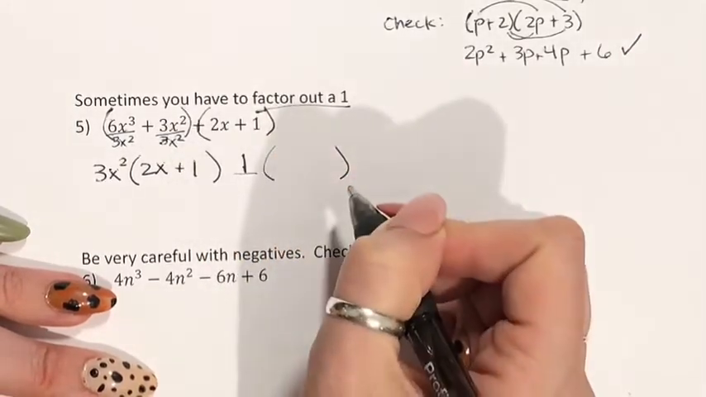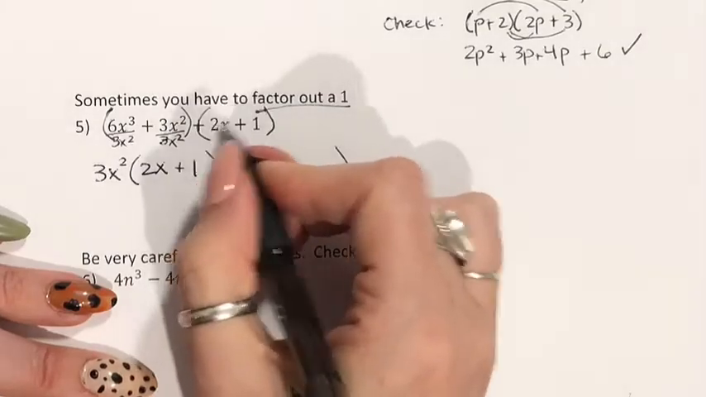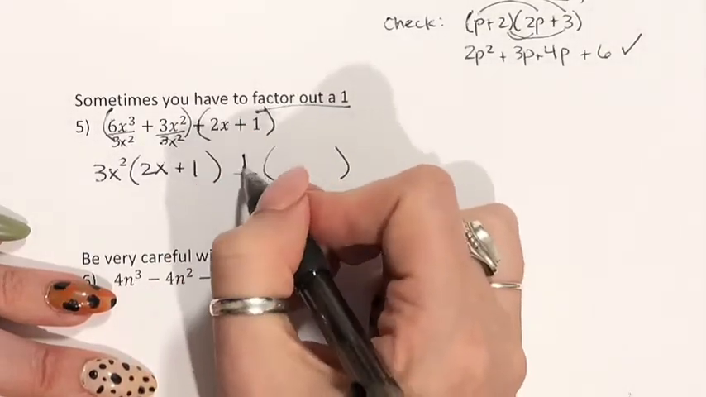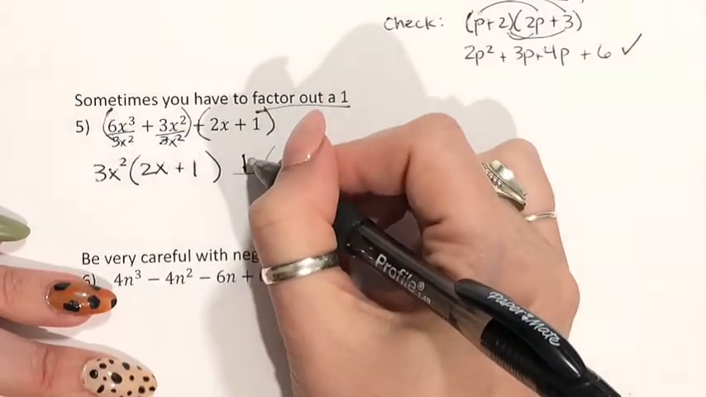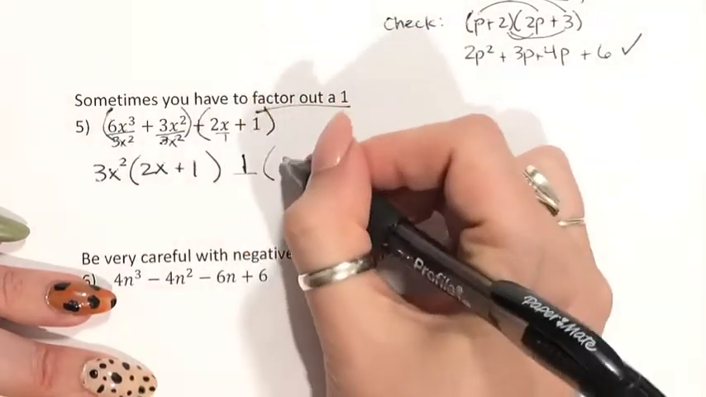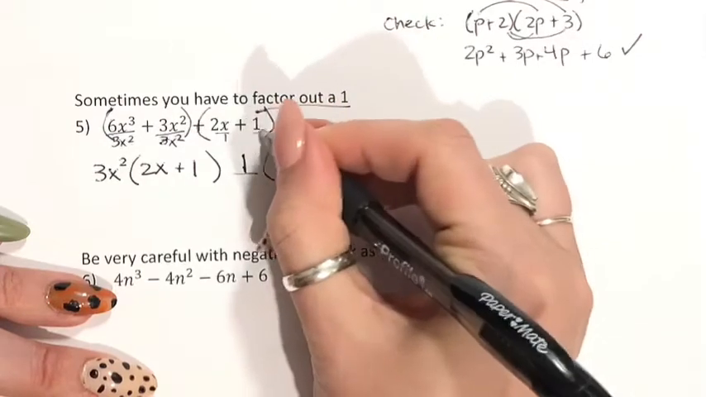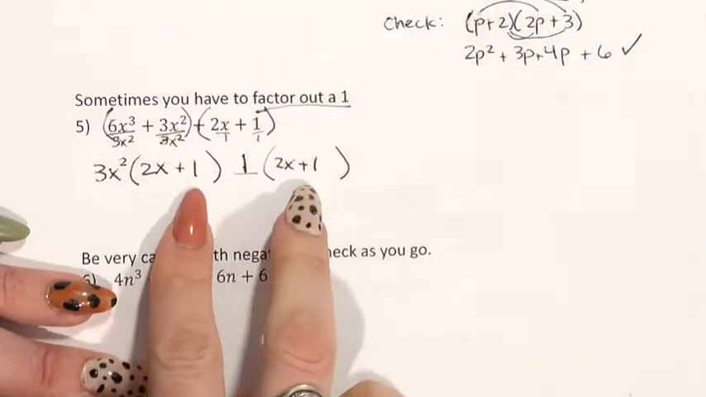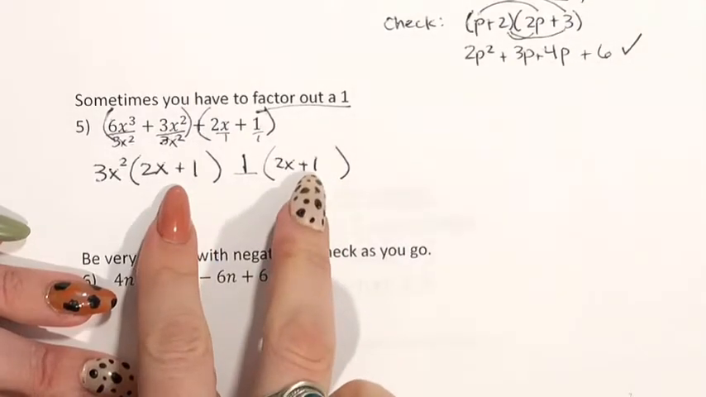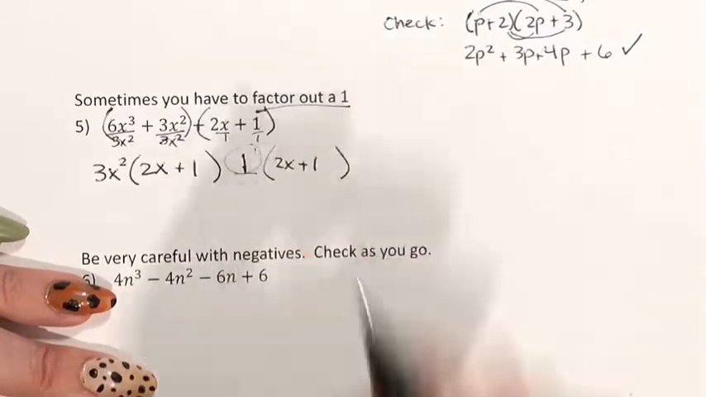So it's kind of like cheating the system a little bit. We know 1 can go into anything, so for 2x, I can take a 1 out of it because it doesn't really matter. So 1's our greatest common factor, and then if I divide it, 2x divided by 1 is still just 2x, and 1 divided by 1 is 1. And that's what we need because we need both of these to be a 2x plus 1. But we need this placeholder here.